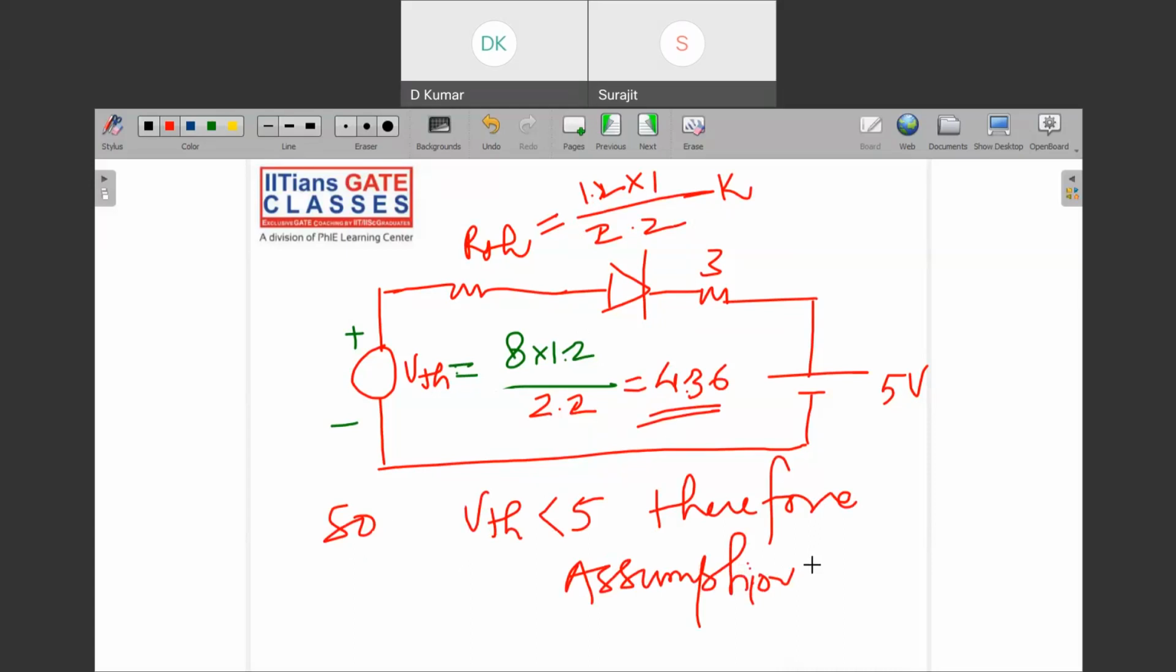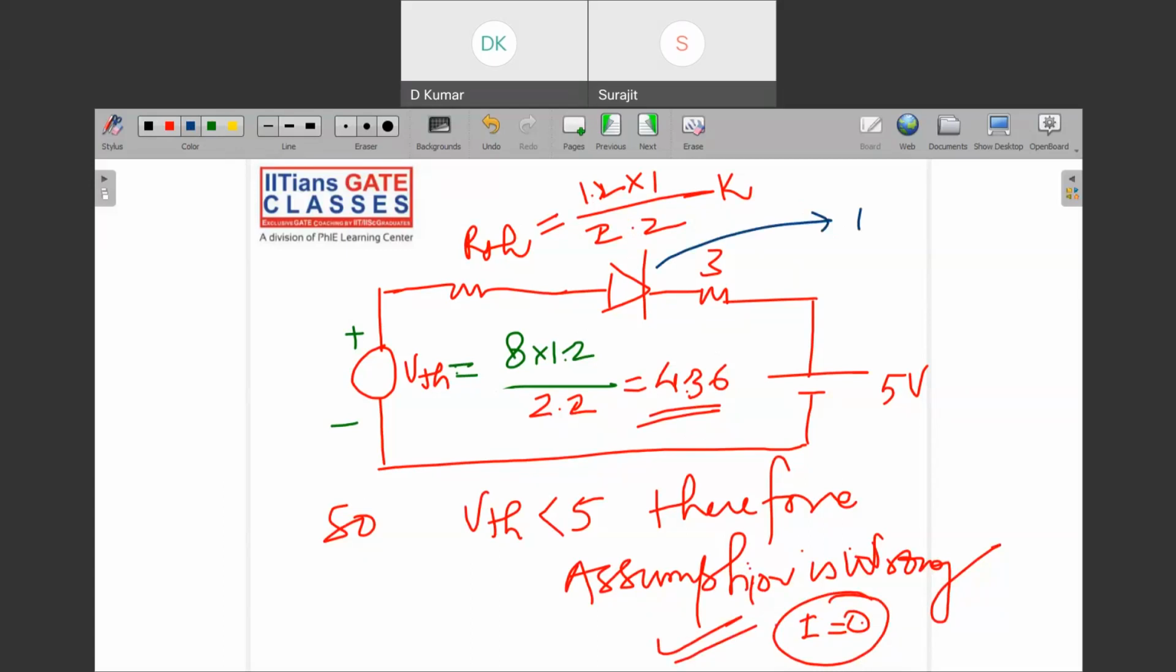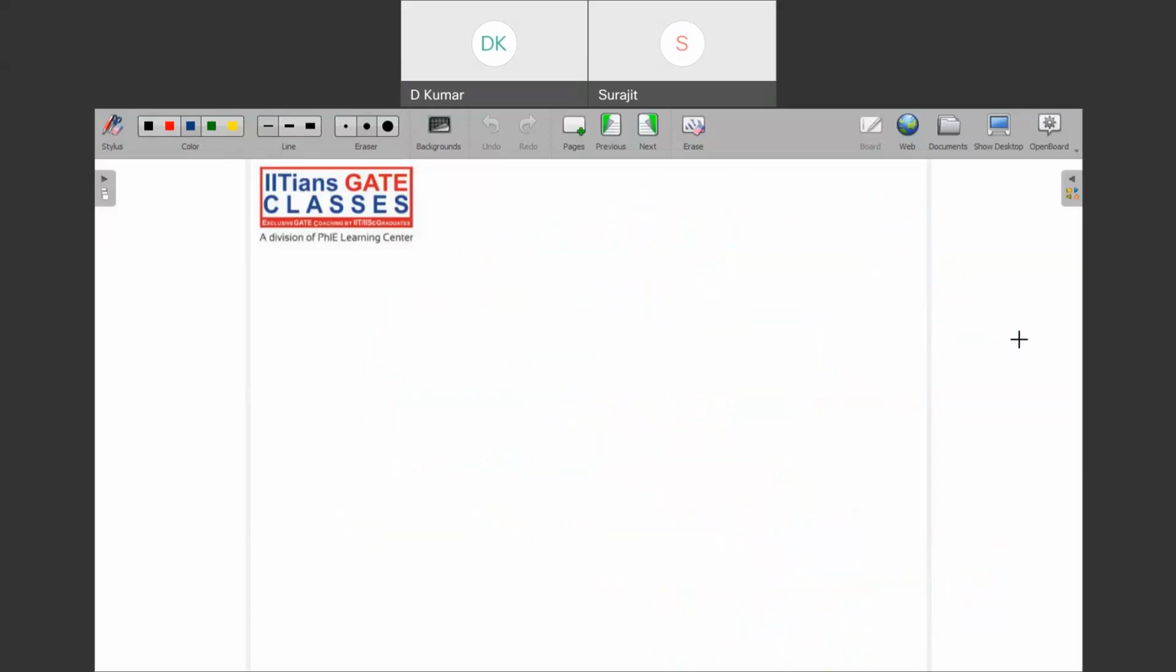Assumption is wrong. And I will be what? I will be 0. Right? Answer will be 0 and the diode will be reverse biased. So very quickly you can solve. I will take some ISRO questions as well in the next class, and you will find this is a workhorse. Next.